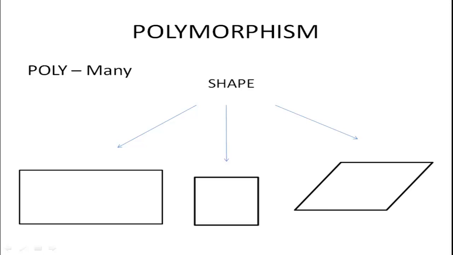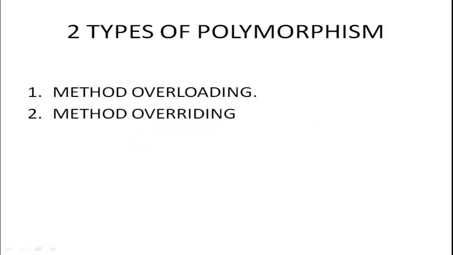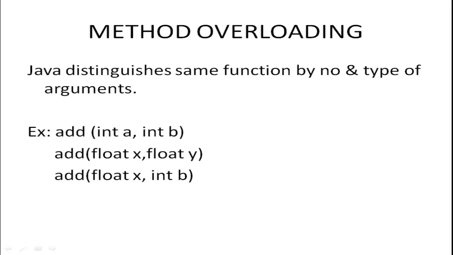Polymorphism. Poly means many. Polymorphism is the ability of an object to take many forms. In this concept, we can perform a single action in different ways. Let us take an example, shape. It takes many forms: square, rectangle, rhombus, and so on. There are two types of polymorphism achieved in Java: method overloading or compile time polymorphism, and method overriding or runtime polymorphism.